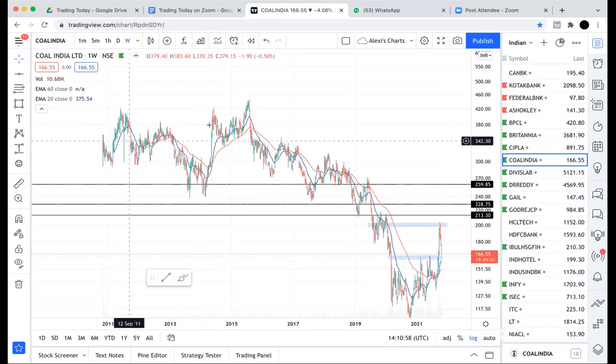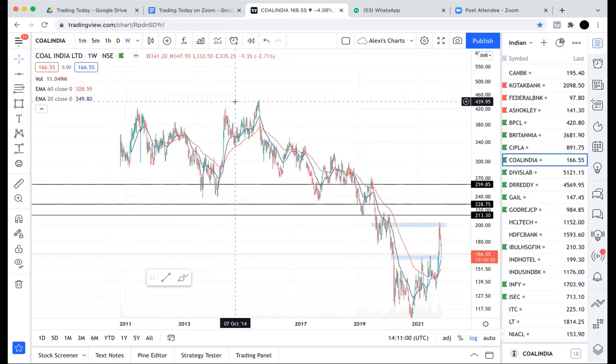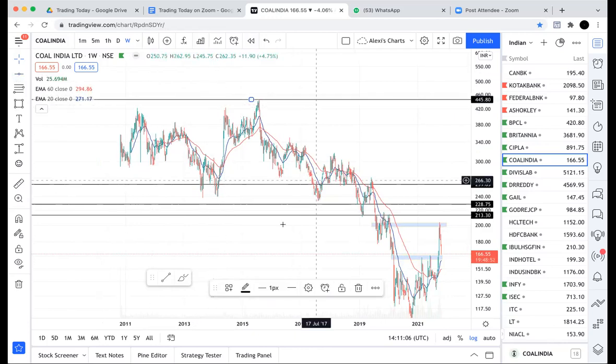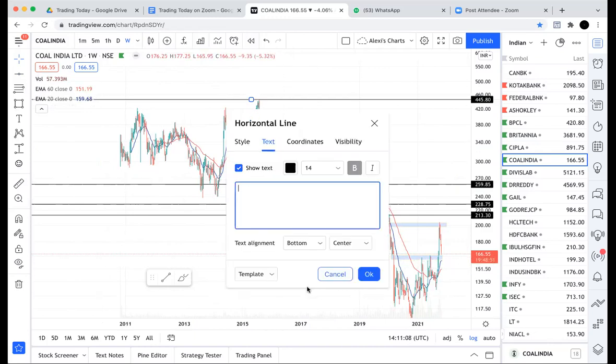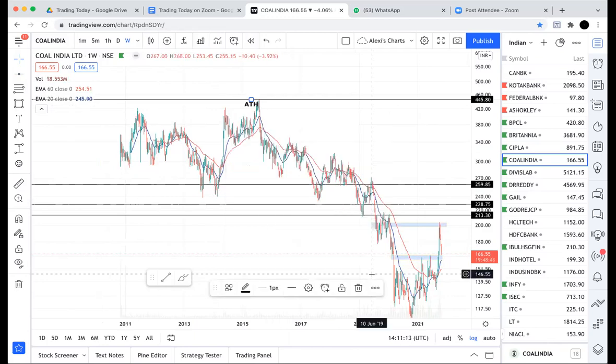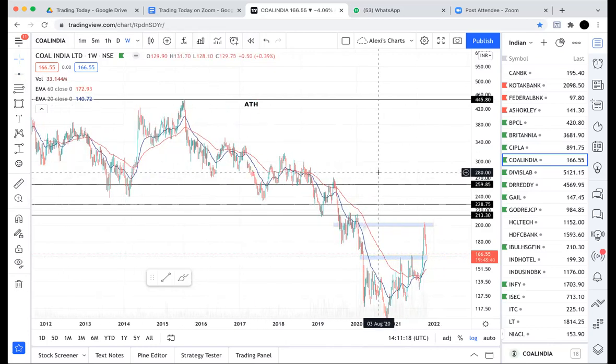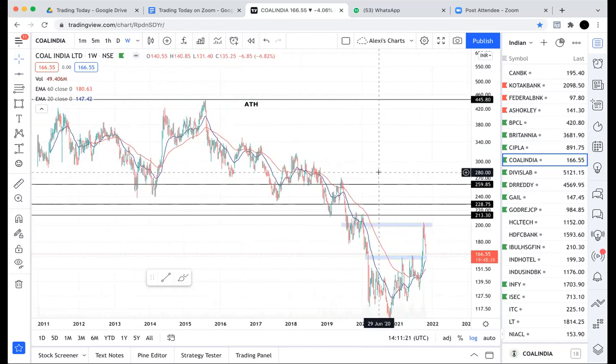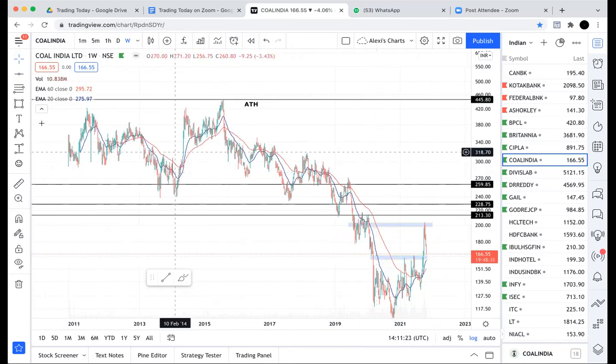Okay, and you can keep drawing. And this might be the all-time high. So what I do is I put a line there, and I put all-time high right there. I've already created a template for that for myself. But yeah, I do that there, and then I just lock it in. So there's a lot of resistance on the way up for this particular stock.